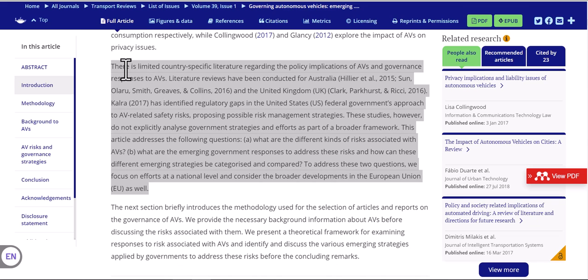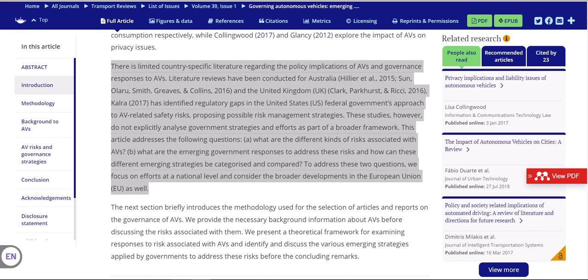But this one says right here, there's limited country-specific literature regarding the policy implications of autonomous vehicles and the governance response to autonomous vehicles. They're telling you right now, there's not a ton of data out there, but they did gather data from as many different sources as they could from many different countries, making it a much more well-rounded article than one that only focuses on US-specific legislation.